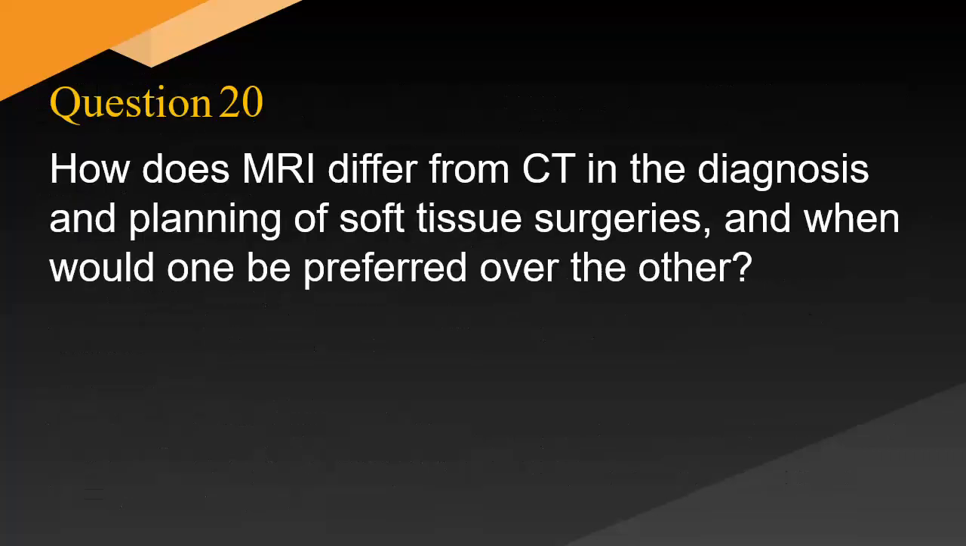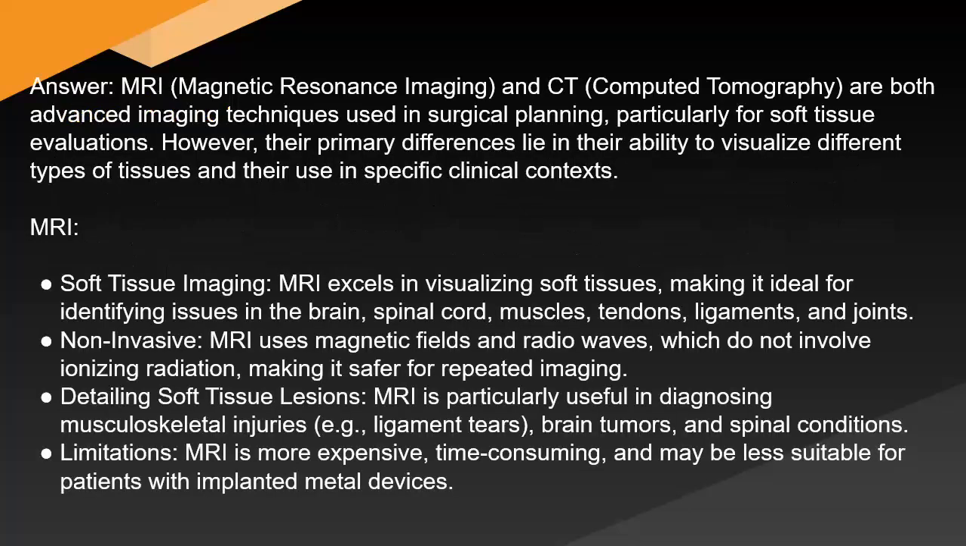How does MRI differ from CT in the diagnosis and planning of soft tissue surgeries, and when would one be preferred over the other? Answer: MRI, magnetic resonance imaging, and CT, computed tomography, are both advanced imaging techniques used in surgical planning, particularly for soft tissue evaluations. However, their primary differences lie in their ability to visualize different types of tissues and their use in specific clinical contexts. MRI: soft tissue imaging.